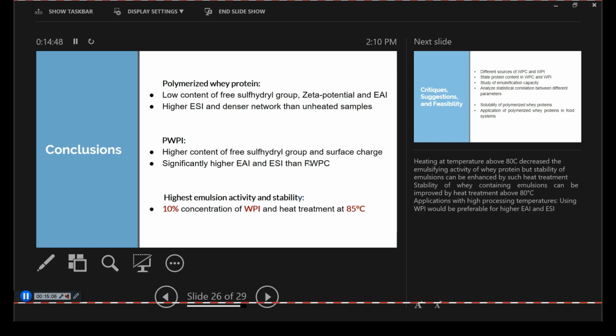The polymerized isolate showed significantly higher emulsion activity as well as emulsion stability as compared to the concentrate. And the highest emulsion activity and stability was seen at the condition of 10% concentration of whey protein isolate at heat treatment of 85 degrees Celsius. So for applications that require treating the emulsion at higher temperatures, using this condition would be advisable, using the whey protein isolate to achieve high emulsion activity and stability.